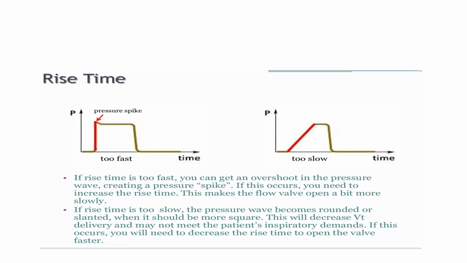If rise time is too slow, the pressure wave becomes rounded or slanted when it should be more square. This will decrease the tidal volume delivery or may not meet the patient's inspiratory demand. If this occurs, you will need to decrease the rise time to open the valve faster.